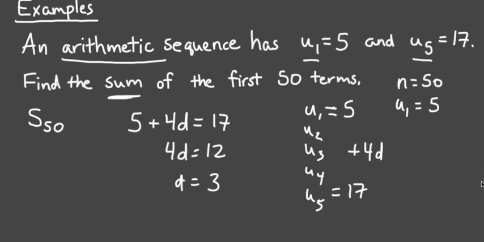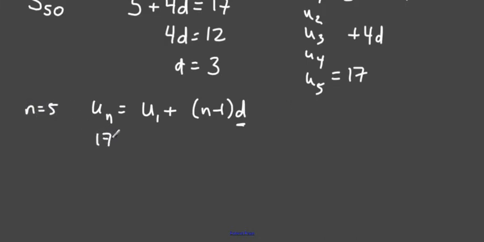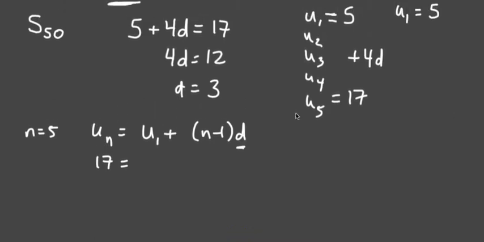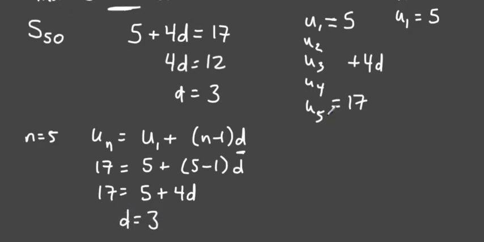The other way of doing the same thing is to use the formula for a sequence. So if I use this formula that we've already worked with, plug in everything I know, and then solve for d, I'll get the same thing. un, that's going to be my fifth term, using n equal to 5. So that's 17. u1, I know, that's 5. n I know because I'm on my fifth term, and then d is what I'm solving for. So then I also get the equation 17 equals 5 plus 4d, right? And from there it's the same algebra that I just did, and I get d is equal to 3. Okay, either way works. Choose the way that makes most sense to you.